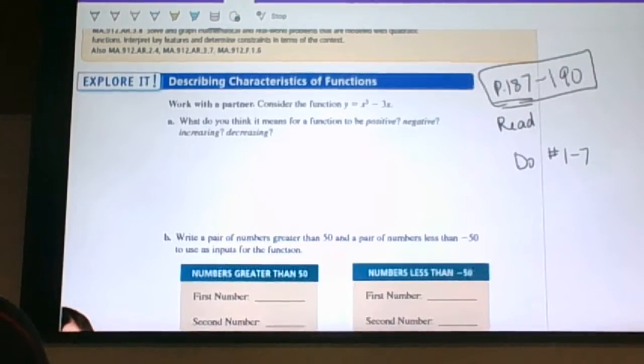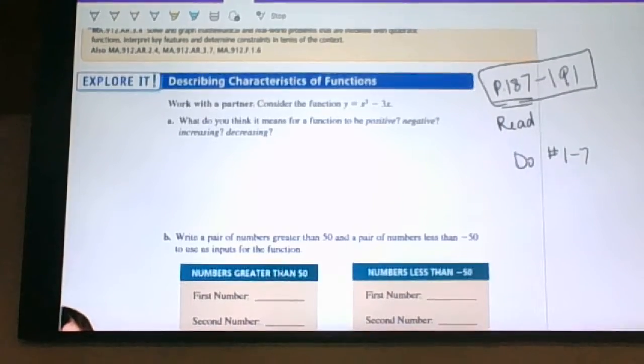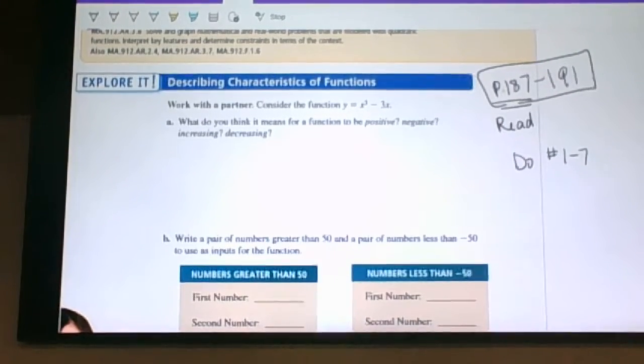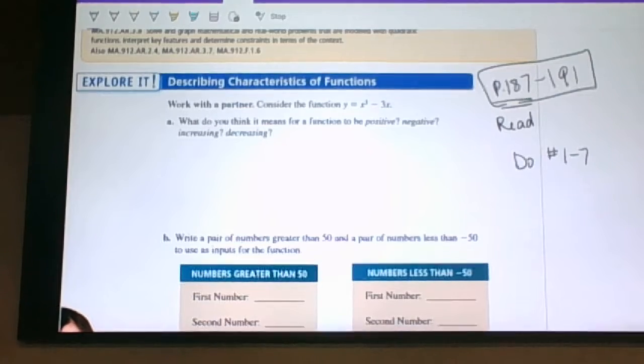Say whatever you want. Number 7's on 191. Thank you, Sharika. That's the kind of help I'm looking for. Thank you. That's productive cooperation. That's it. We're turning it around.